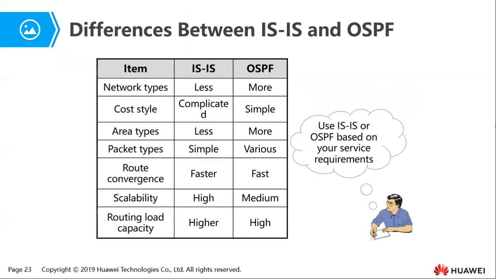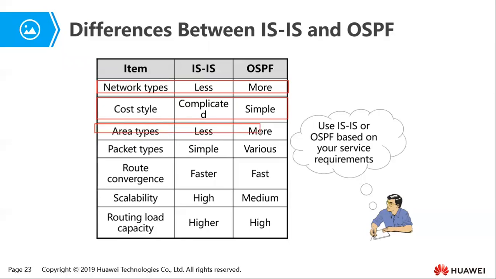Now let's look at some of the differences between IS-IS and OSPF. The first notable difference is the network types. While OSPF has 4 network types, IS-IS only has 2 network types. The other one is cost style. We've seen that we have narrow and wide compatible costing in IS-IS. But in OSPF, we simply use the bandwidth, which is simpler compared to the IS-IS models of calculating the cost.